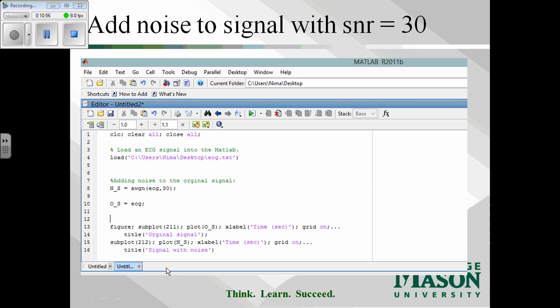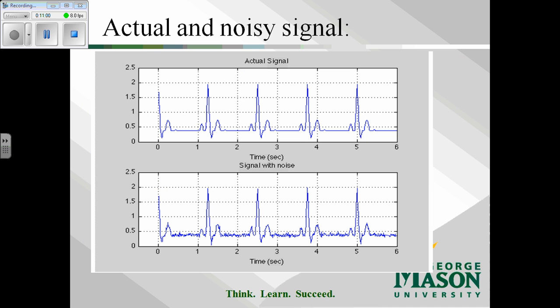Okay, this is with 30 decibels of noise. We can also compare our actual and noisy signals using a subplot. With 30 decibel noise, it's kind of noisy, but you can still see the basic shape, right? This isn't a big deal. This is something that somebody could visually interpret.